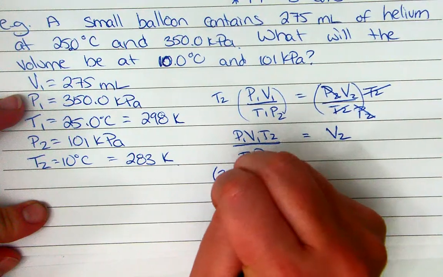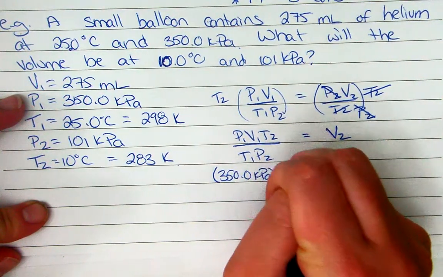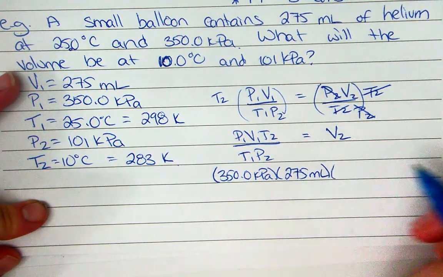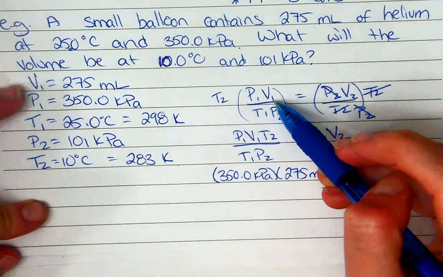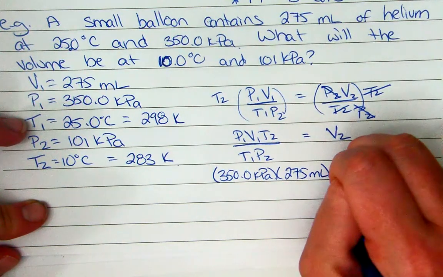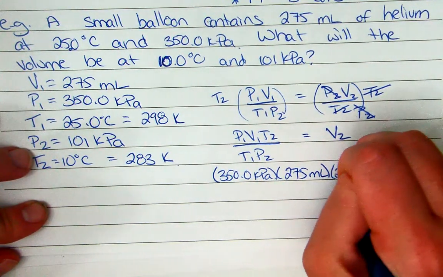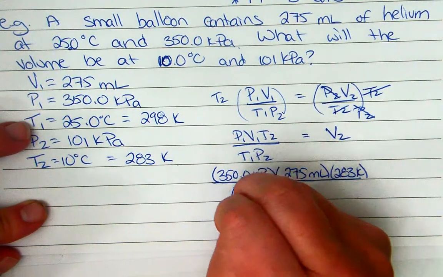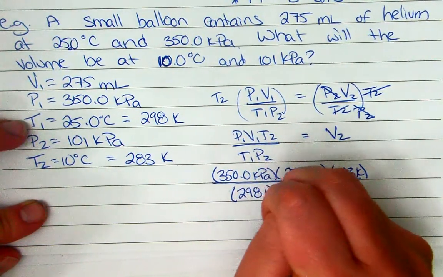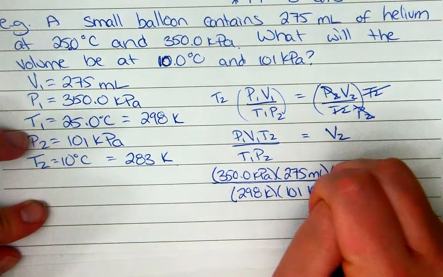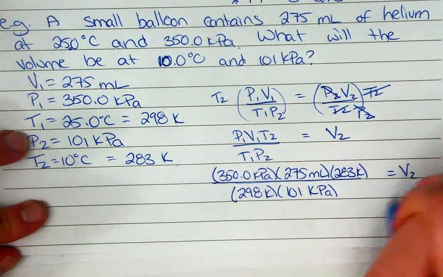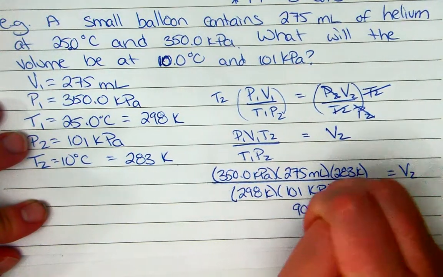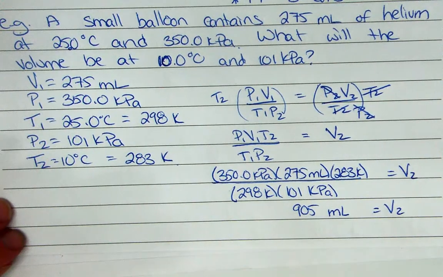So 350.0 kilopascals times 275 milliliters times 298 K, nope, 283 K, T2, divided by 298 K times 101 kPa. And that's going to give us our final volume, which we will see is 905 milliliters.